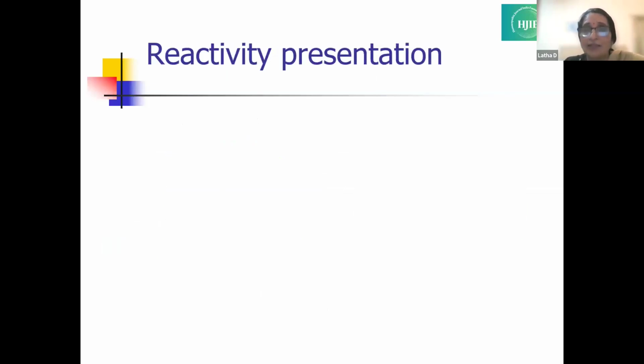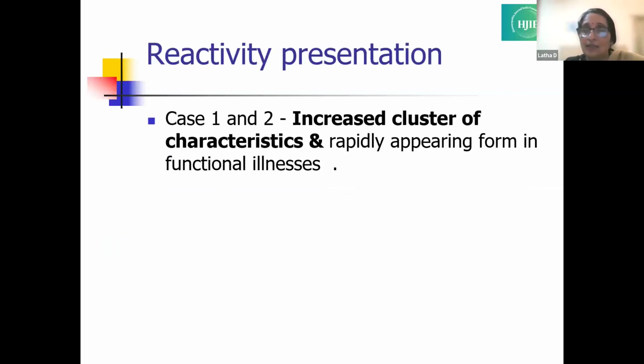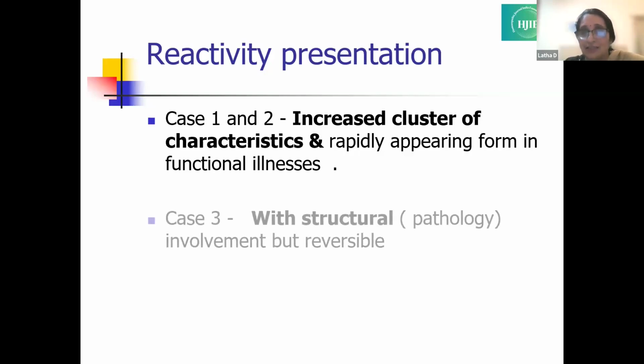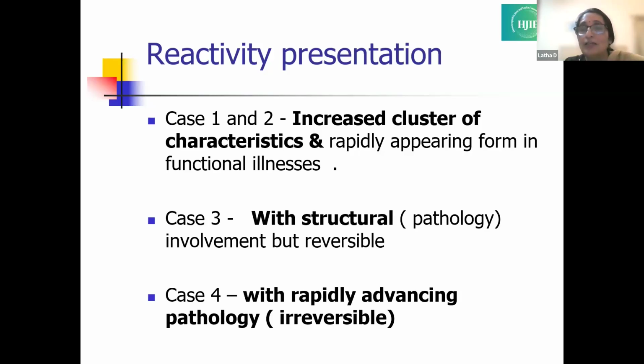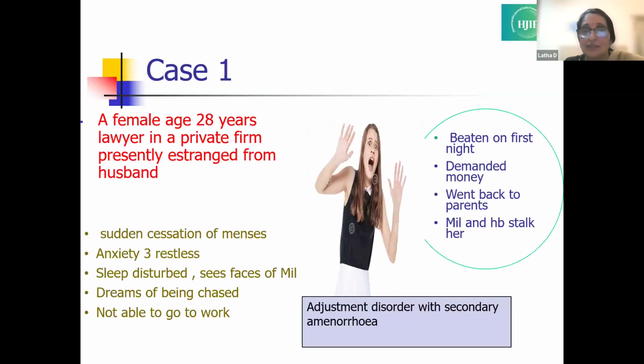So let me begin with the first. There will be 4 cases that are shared. The first and second case will share with you the cluster of characteristics in a functional illness. Case 3 will be the structure and pathology coming in, but yet it is reversible. And case 4 will be an advancing pathology which is irreversible.